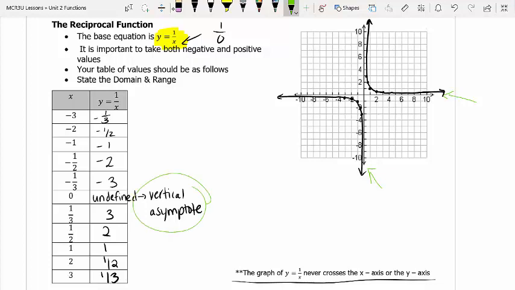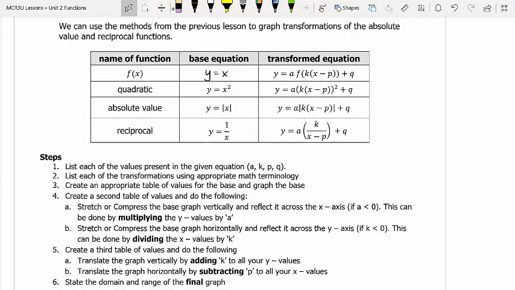We saw that vertical asymptote in the table of values, because 0 can't equal anything. There's that vertical and horizontal asymptote. There's going to be no values on the y-axis and no values on the x-axis. So just an extension of yesterday, a reminder of the base graphs of our equations that we've covered in the past. The reciprocal function has a base graph that looks like that, and the transformations are added just like that.